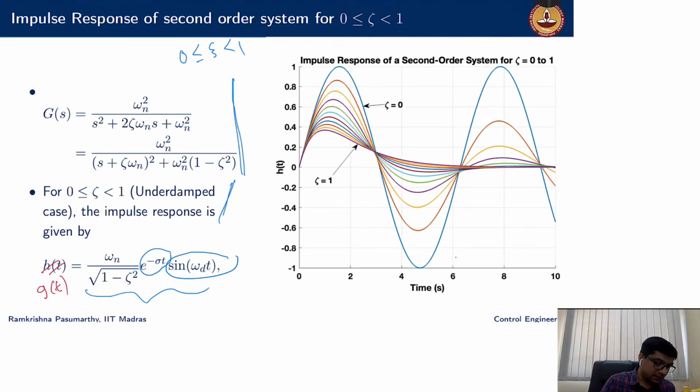Okay, the first thing is if zeta equal to 0, which means sigma, which was equal to zeta omega n, becomes 0, e power minus 0 becomes 1. I am only left with sine omega t. And when zeta equal to 0, my omega d also becomes omega n. It just oscillates at its natural frequency. So this is the behavior, right?